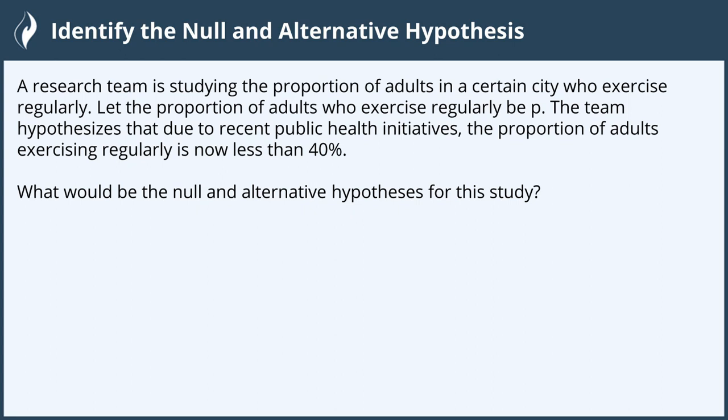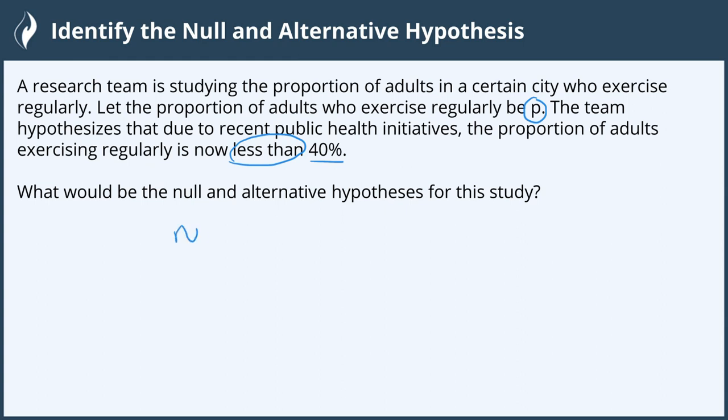A research team is studying the proportion of adults in a certain city who exercise regularly. Let the proportion of adults who exercise regularly be P. The team hypothesizes that due to recent public health initiatives, the proportion of adults exercising regularly is now less than 40%. What would be the null and alternative hypotheses for this study?